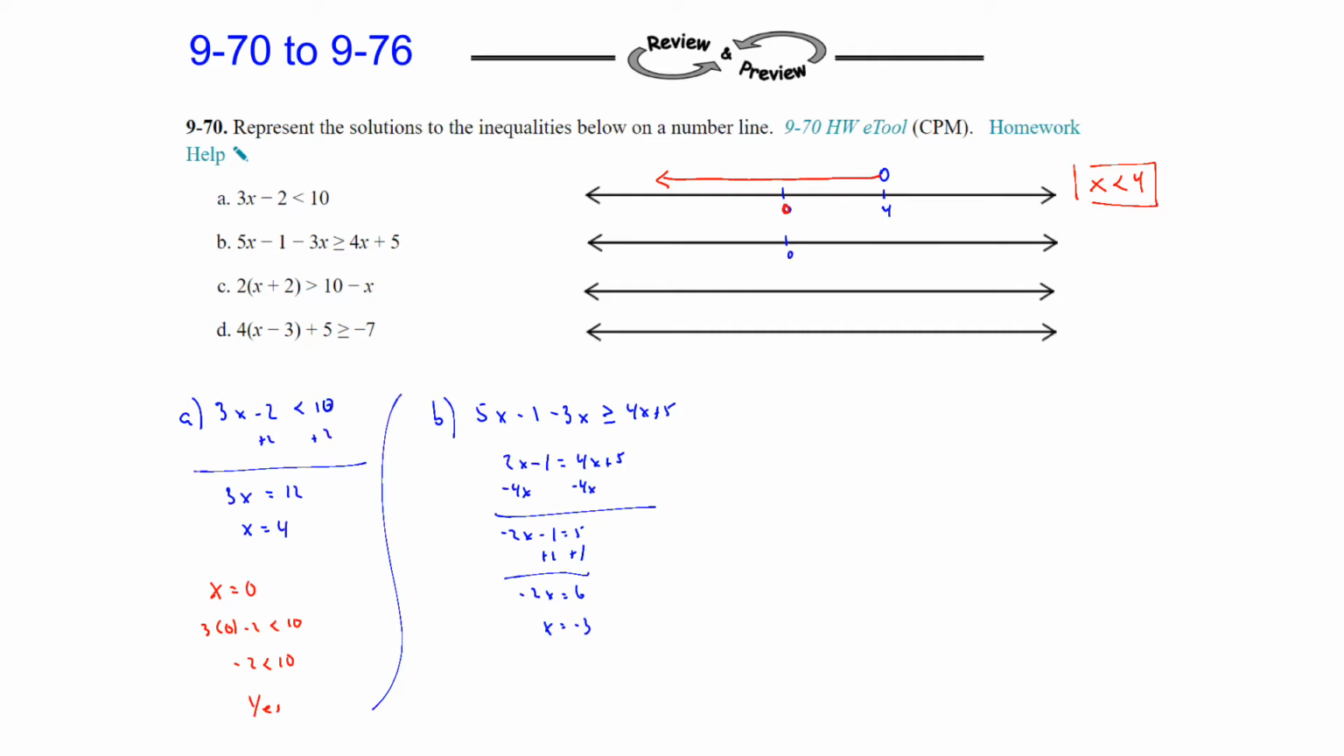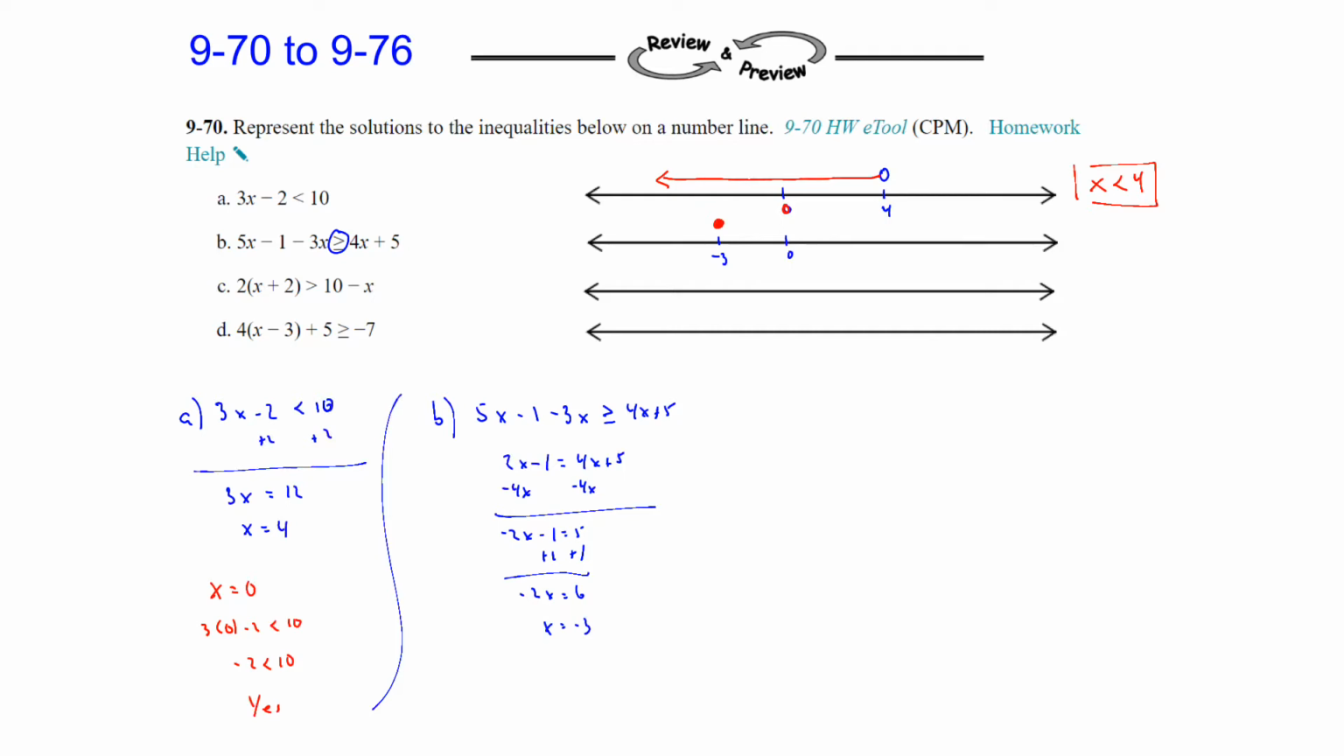So on this one we have 0 and negative 3. Is it open or closed? Well, on this inequality it is equal to, so we will do a closed circle at negative 3. And then we need to figure out, are the points to the left of negative 3 solutions or the points to the right?